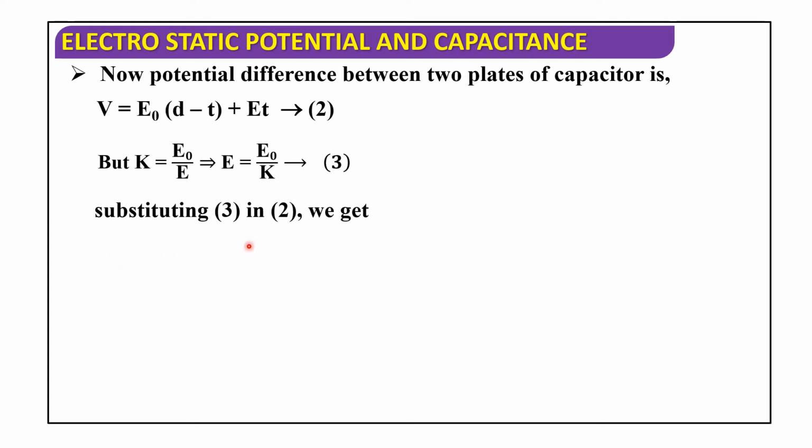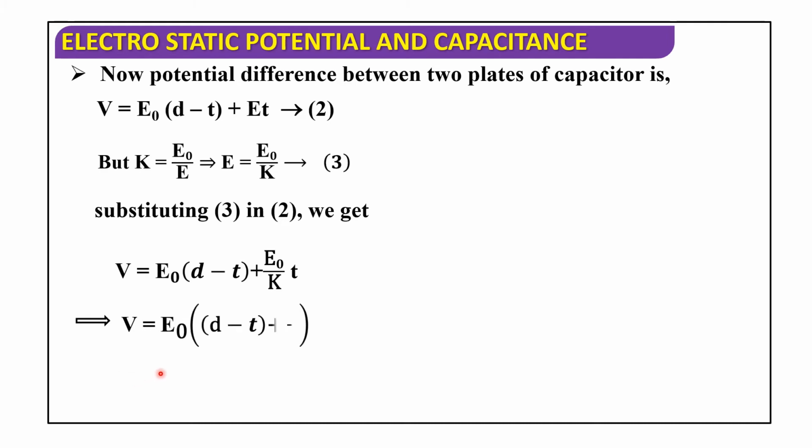So substituting equation 3 in equation 2, we get V is equal to E naught into (D minus T) plus E naught by K into T. So V is equal to, taking E naught as common, E naught into (D minus T plus T by K). This is equation number 4.